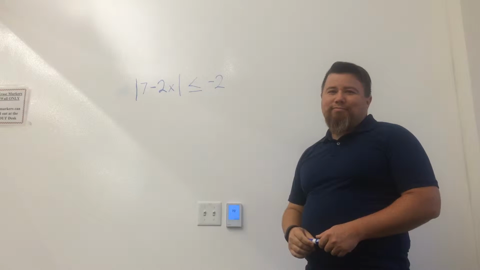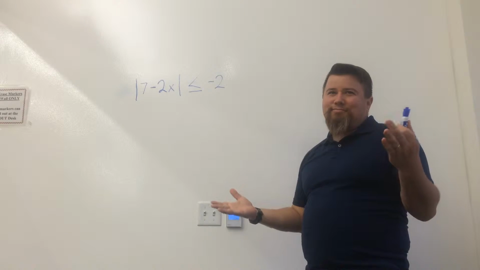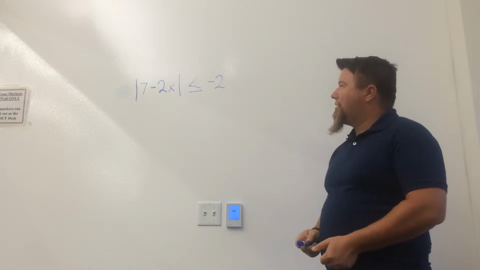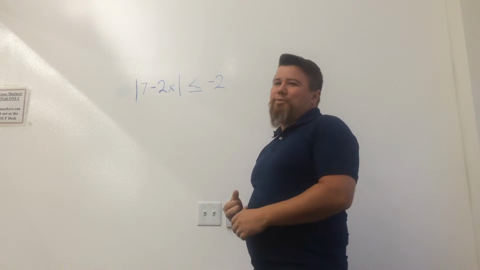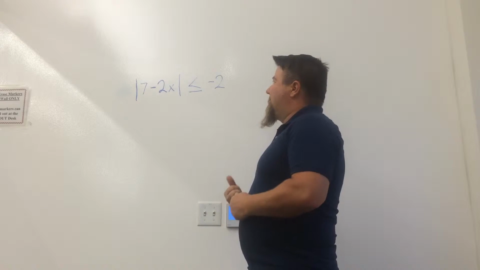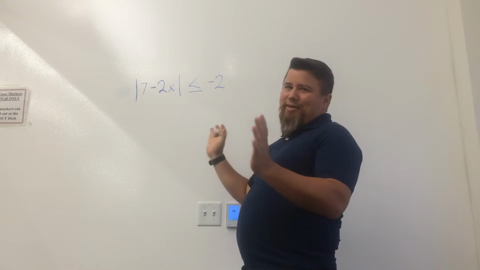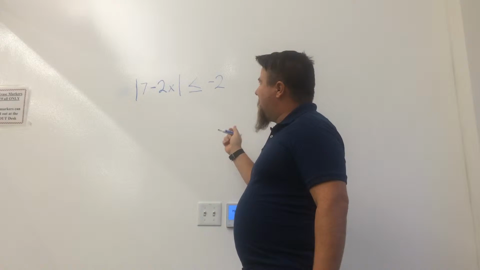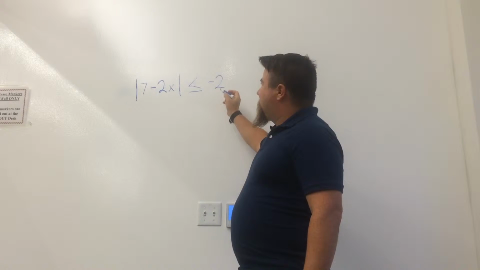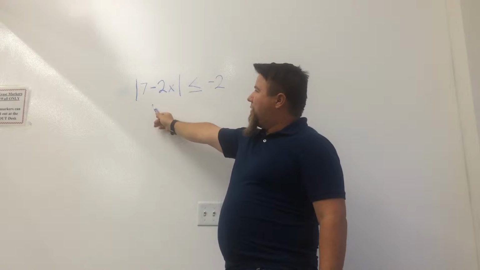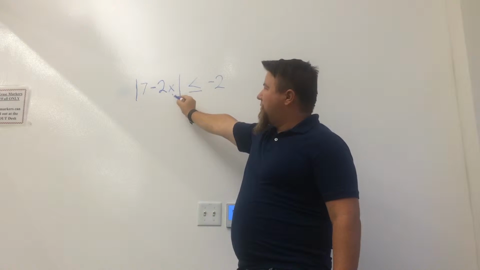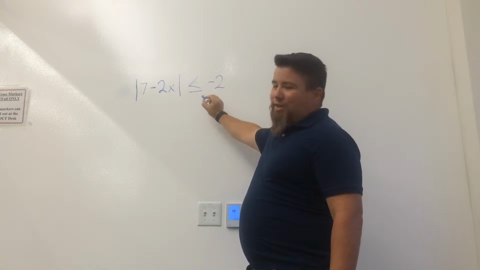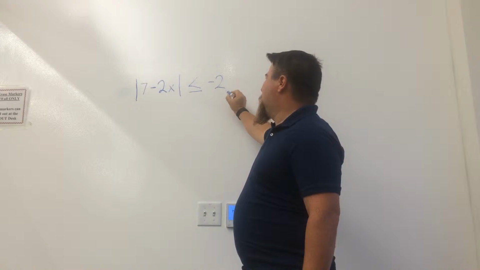And talking you through the steps on how to solve it. Alright, so first what we're going to do is look and evaluate our problem. Here we have the absolute value of 7 minus 2x is less than or equal to negative 2.